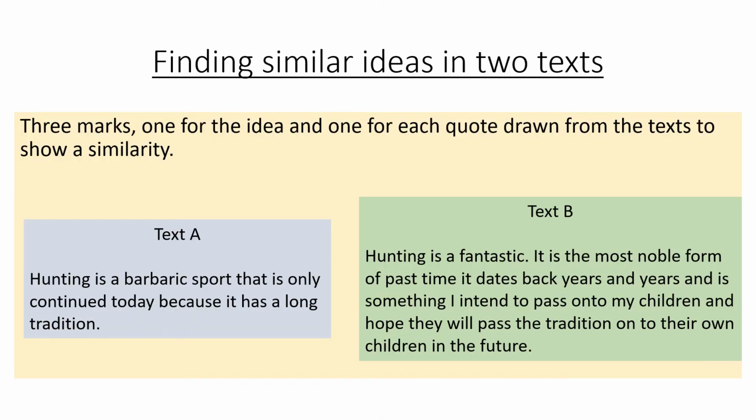For this question, finding similar ideas in 2 texts, you get 3 marks, and that's 1 mark for the idea, so the idea that is similar in the 2 texts, and then 2 further marks for each quote that you use. So you need a quote from text A and a quote from text B that both show a similarity. So it's a similarity in ideas, even though there might be different words that are used. So I just want you to take a moment to pause the video, then in a second we'll have a look at what the answer will be.